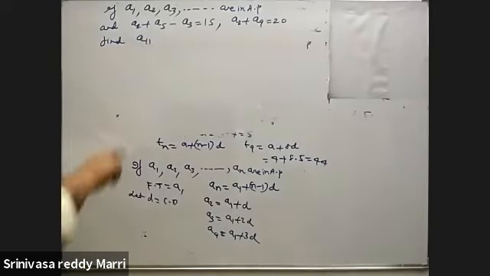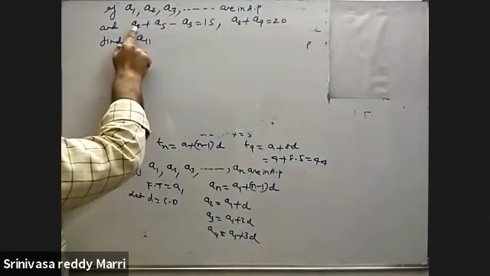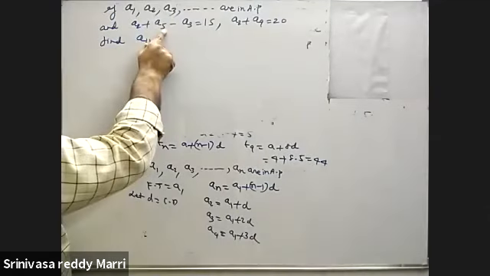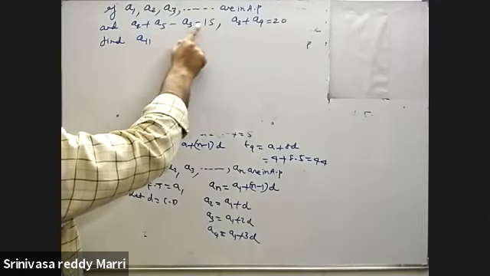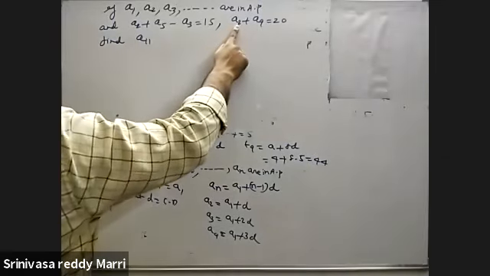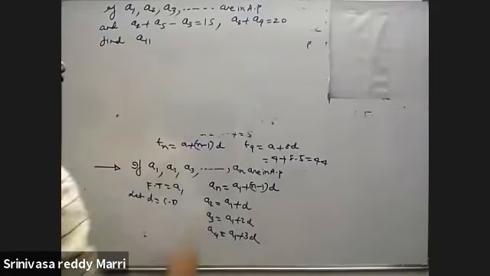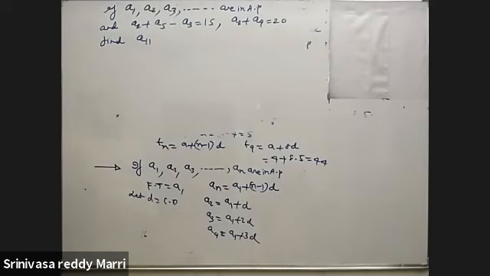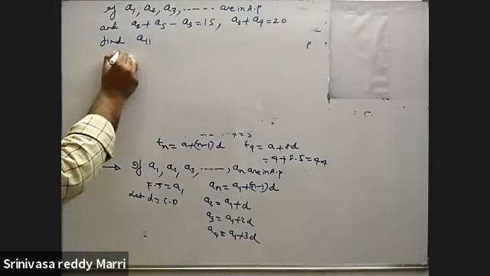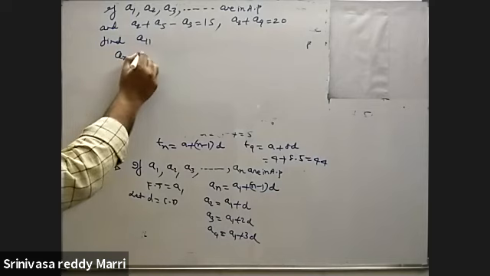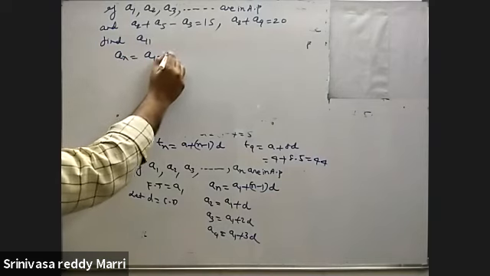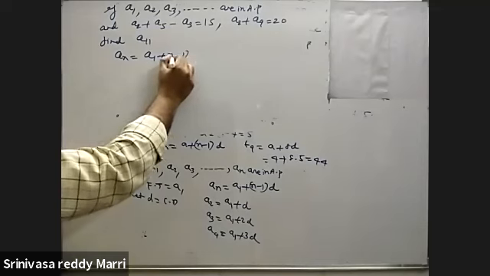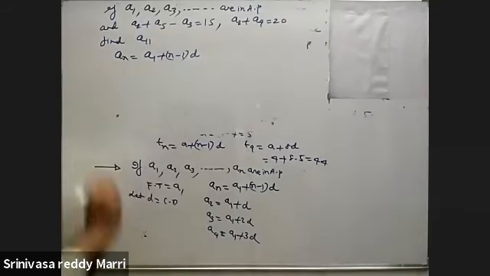Look at these, they are in AP. A2 means second term. A5 means fifth term. A3 means third term. A9 means ninth term. Those relations are given. Now we will write the nth term. The nth term is nothing but A1 plus (n minus 1) into D.